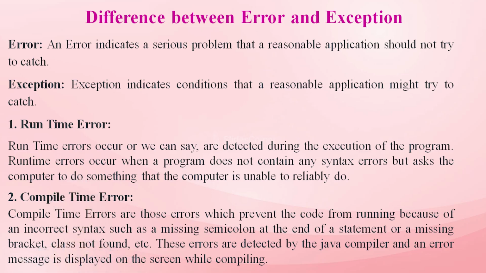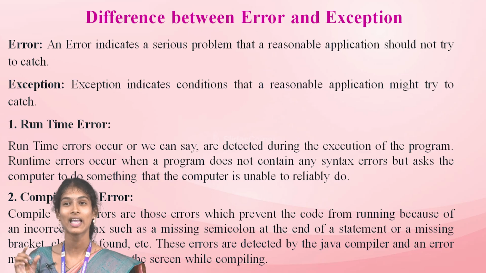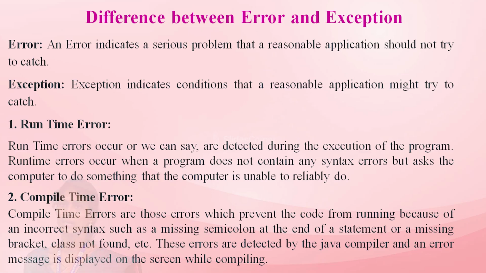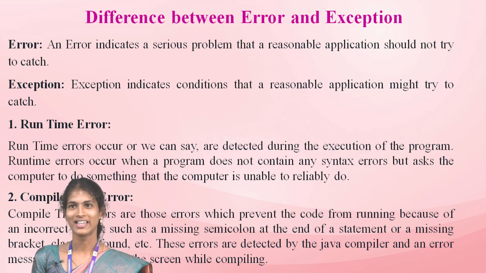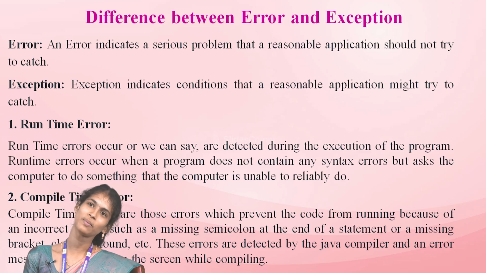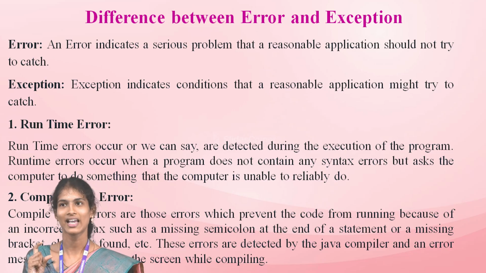The next type, compile time error. Compile time errors are those errors which prevent the code from running because of incorrect syntax, such as missing semicolons at the end of statements, missing brackets, class not found, etc. These errors are detected by the Java compiler and the error messages are displayed on the screen while compiling. Compile time errors are sometimes also referred to as syntax errors.